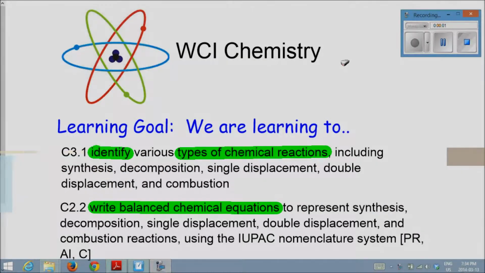Hey, grade 11 chemistry students. Today what we are learning about is how to identify different types of chemical reactions: synthesis, decomposition, single displacement, double displacement, and combustion. And we're also learning how to write balanced chemical equations.